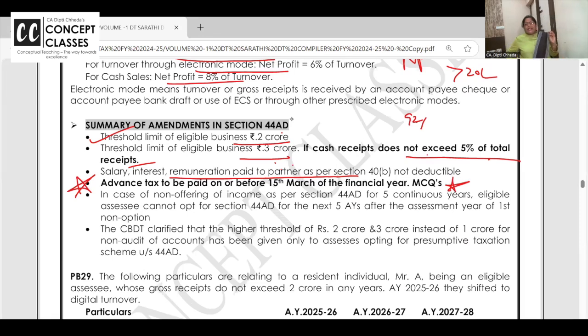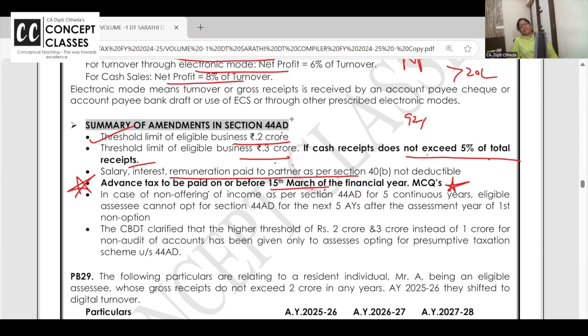Because 44AD people are not maintaining books, only on turnover estimated basis they are calculating their net profit. They can pay advance tax in a single fourth installment before 15th of March. Clear?